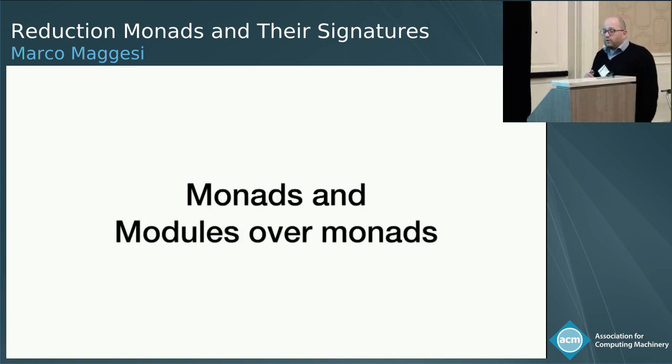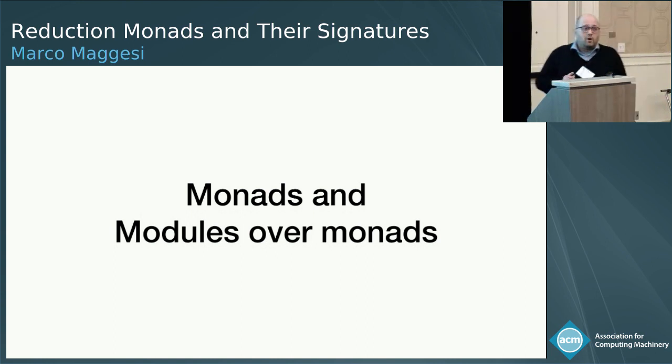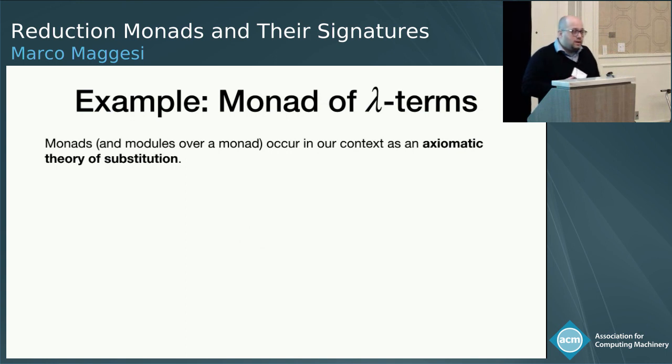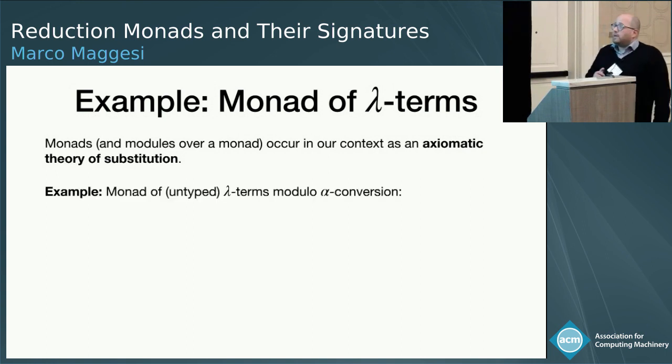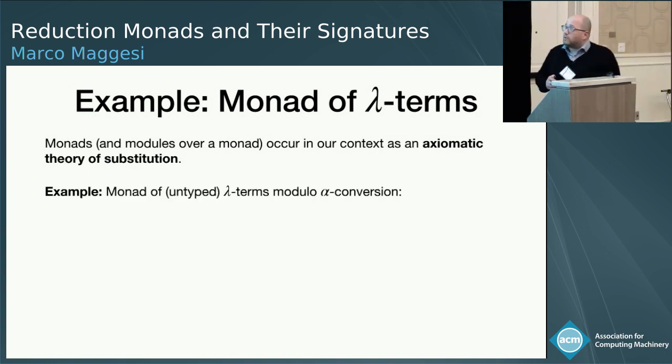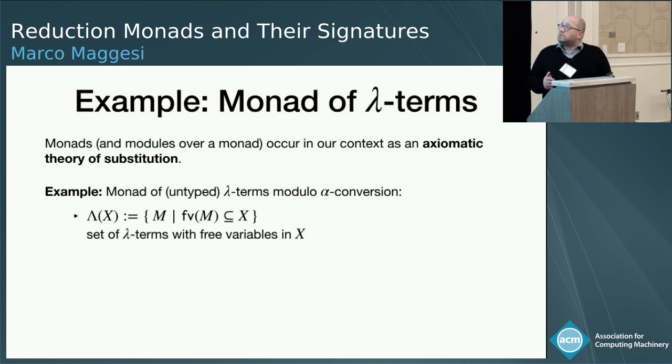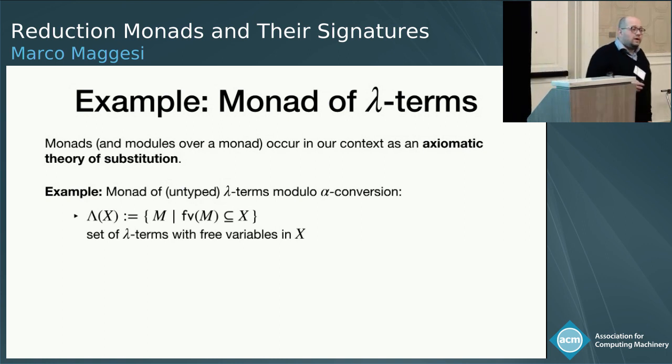And the second ingredient is monads and modules over monads. So why do we need monads? For us, monads are just a way to abstract the notion of substitution. So it's an axiomatic presentation of substitution. And to give an example, let's consider the monad of lambda terms.